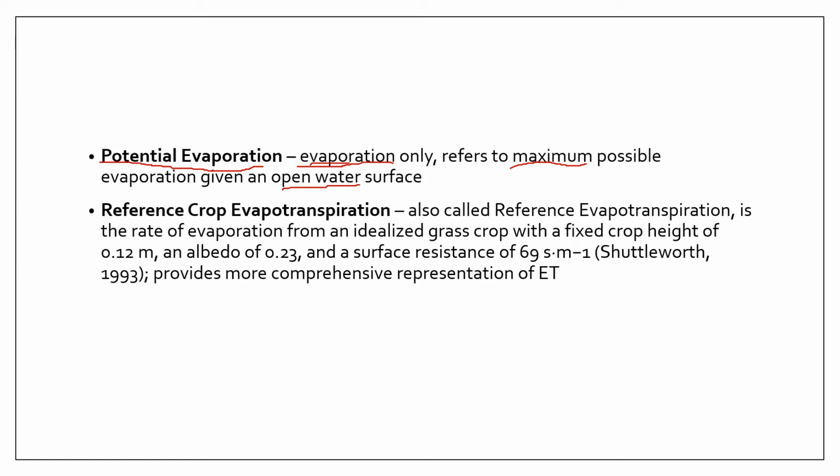Now, the more important one for evapotranspiration is the reference crop evapotranspiration, which is also called the reference evapotranspiration. This is just the rate of evaporation from an idealized grass crop with a fixed crop height of 0.12 meters, an albedo or reflectivity of 0.23, and a surface resistance of 69 seconds per meter. This is what we typically use for our evapotranspiration inputs in our water budget.